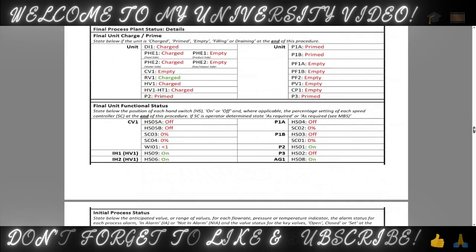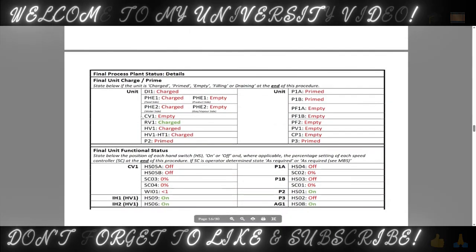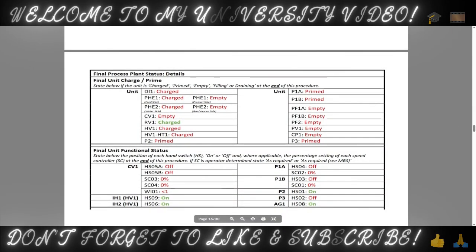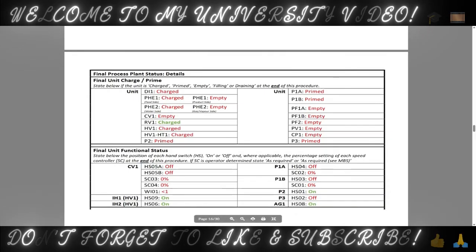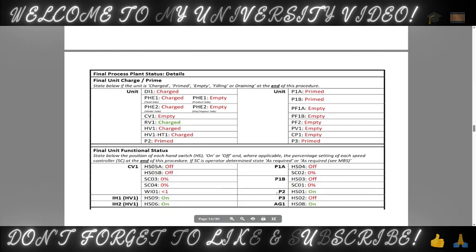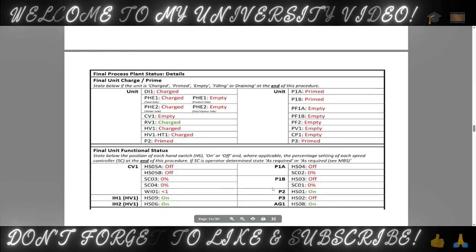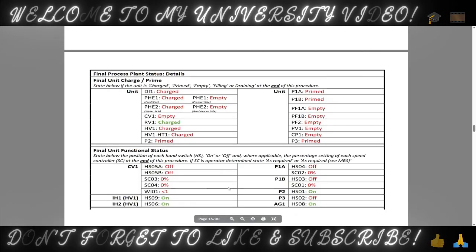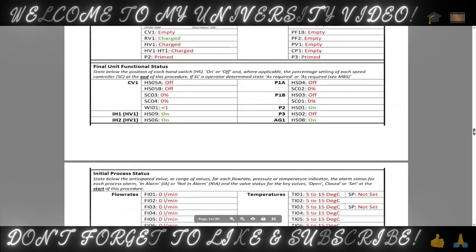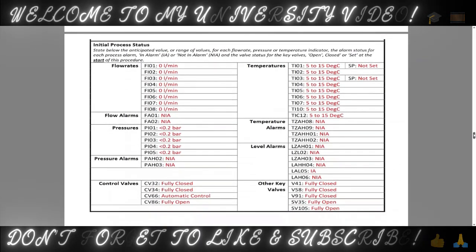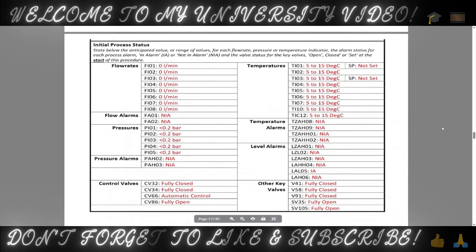This is it. So this is final. RV1 at first is empty, now it should be charged, changed to green. IH1, IH2 are all turned on, and so are P2 and AG1. So only the changed variables are shown in green and other constant variables remain in red font text. Next slide. So initial process, all are red.